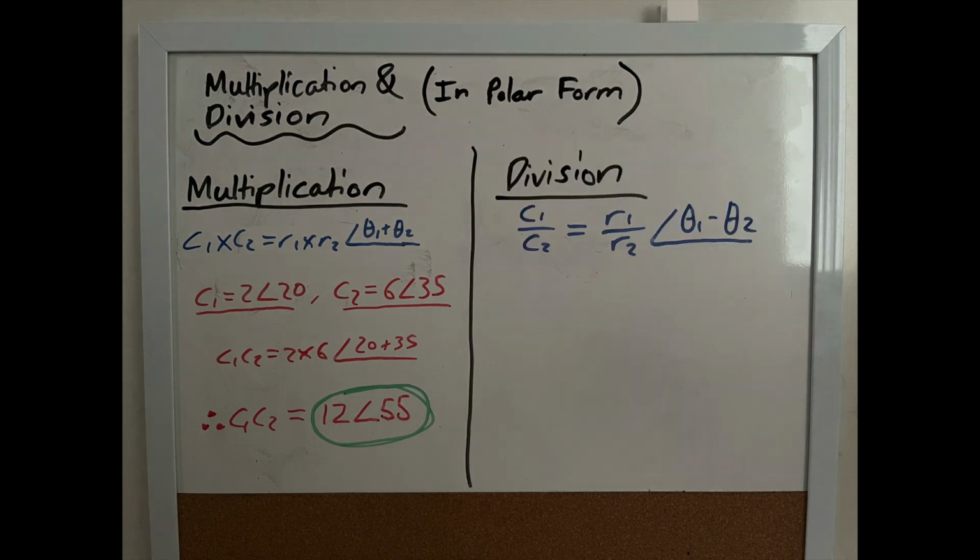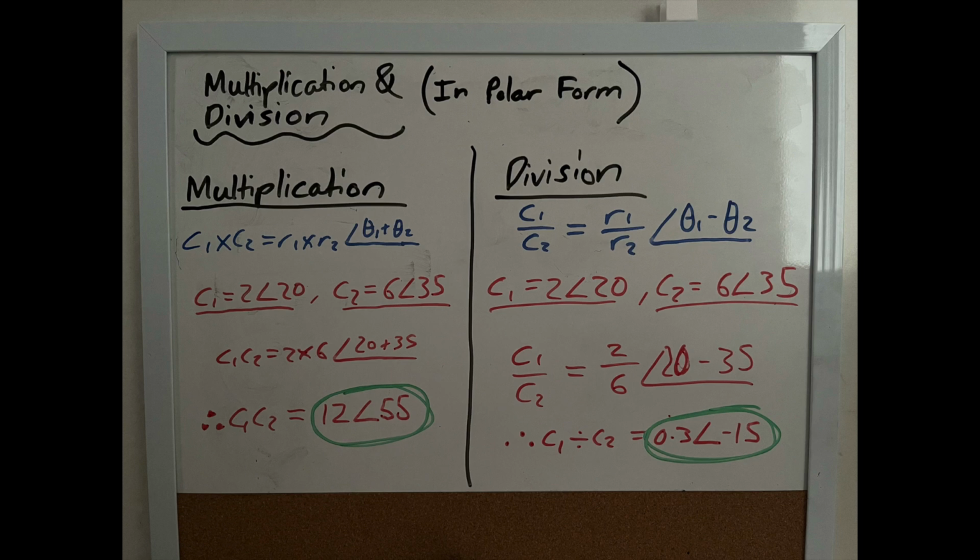And similarly, division is just the opposite process to this, where the first magnitude is divided by the second, and the second theta value is subtracted from the first.